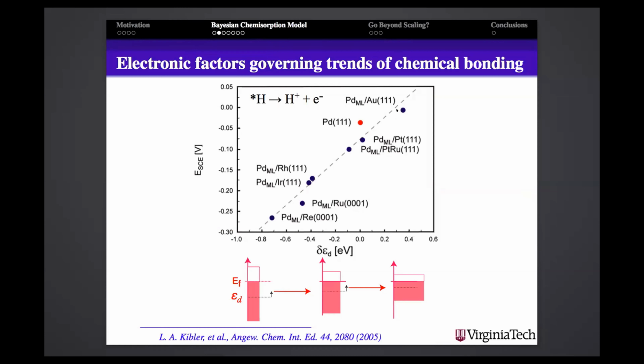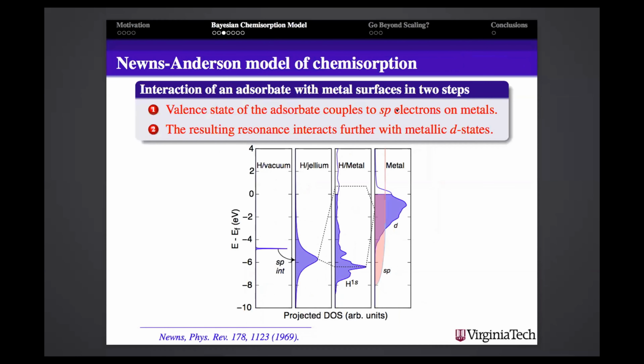But the d-band model can only give you a really nice qualitative understanding about the chemical bonding. But in order to understand the fundamental limits of scaling correlations and how to go beyond that, we would like to go a little bit deeper and have a more quantitative understanding about chemical bonding. So then we have to go back to our initial Newns-Anderson model that can give you a more quantitative understanding about chemical bonding. So this is a picture, you see it already.